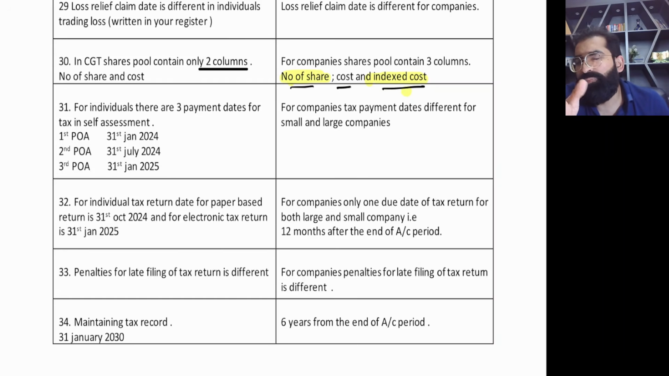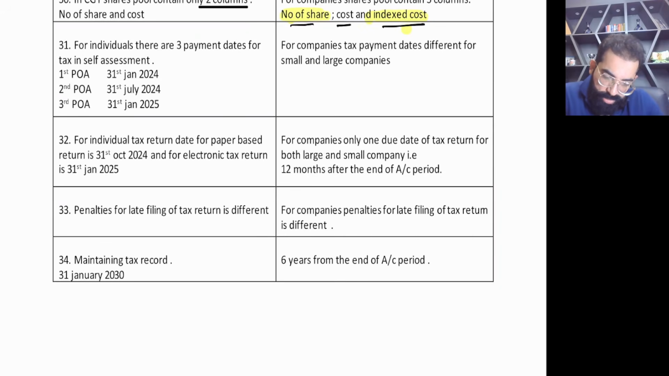For large companies, it is installments. Now, next. For individuals, the tax return date for a paper-based return is 31st October and for an electronic return it's 31st January.